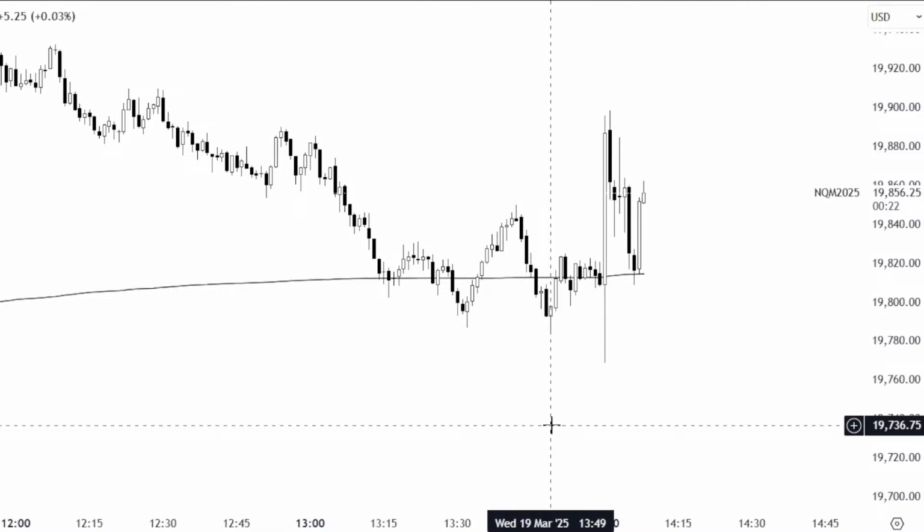So what I'm going to do is wait and see what we do first. Are we going to run the top side first and then come down, or like every other day, are we just going to move sideways?